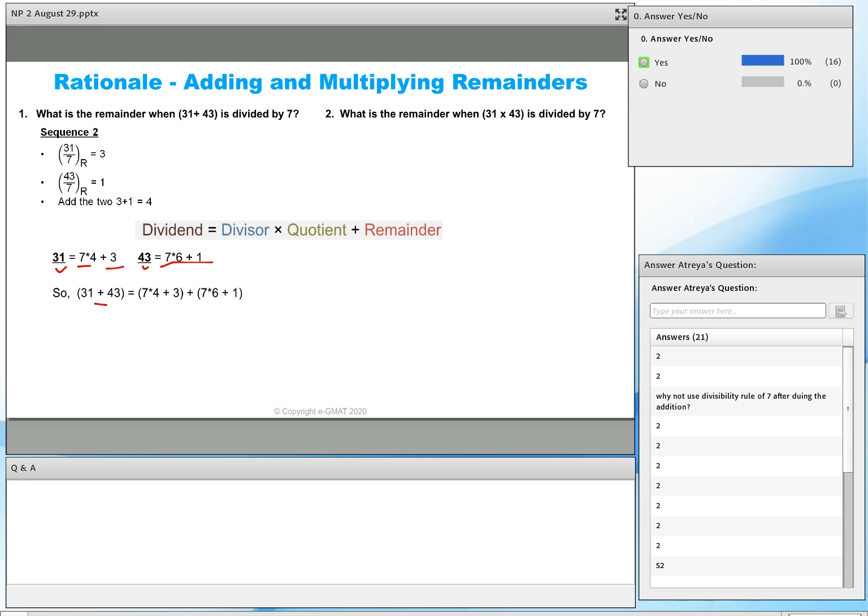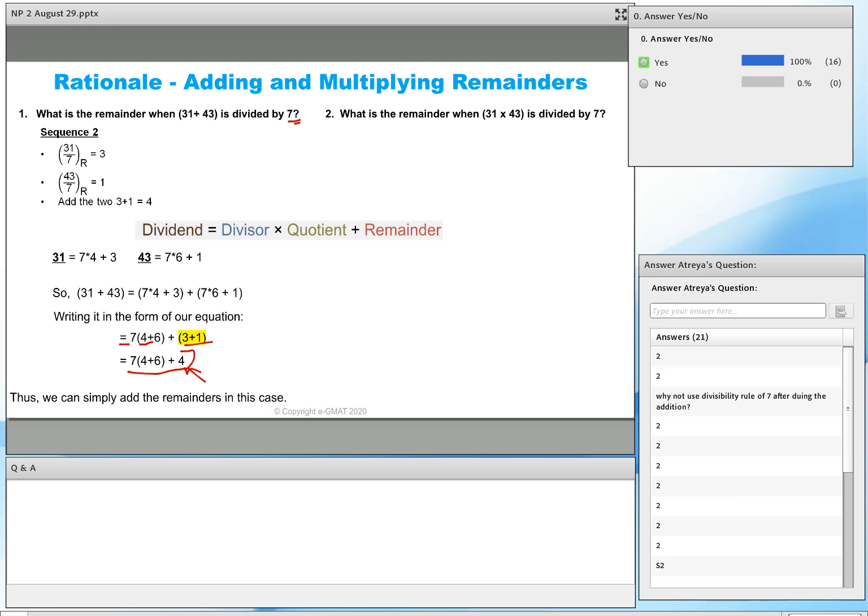If you add these 2 numbers, I can simply add the right-hand sides over here. Take the 7 common. What do you have? You have 7 times (6 plus 4), and then you have a 3 plus 1. So 7 times p plus r. R is less than the divisor, which in this case is equal to 7. So the final answer for this question is 4.